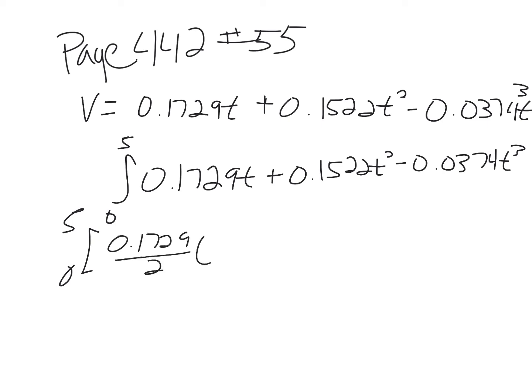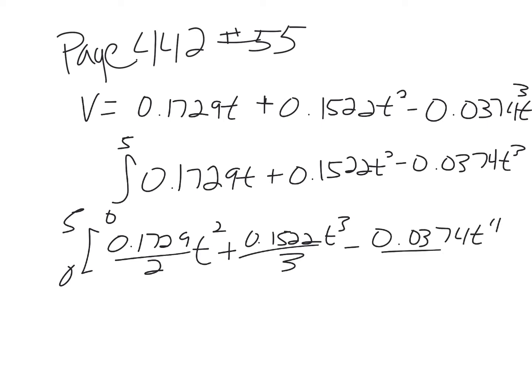0.1729 divided by 2 t squared plus 0.1522 t cubed divided by 3, and then minus 0.0374 t to the fourth divided by 4. We use my calculator table function for this, and when we put 5 in, what do we get? We get approximately 2.6592. But make sure we read the directions.